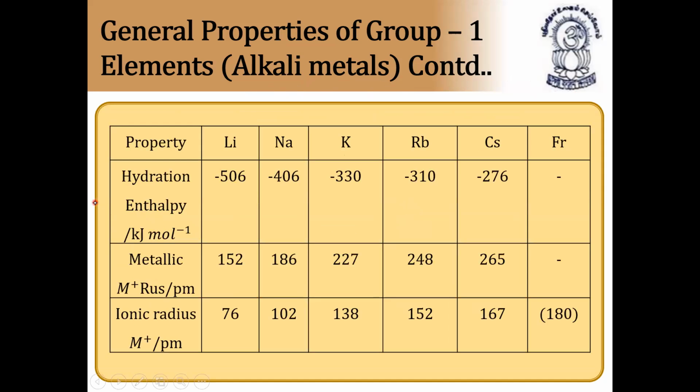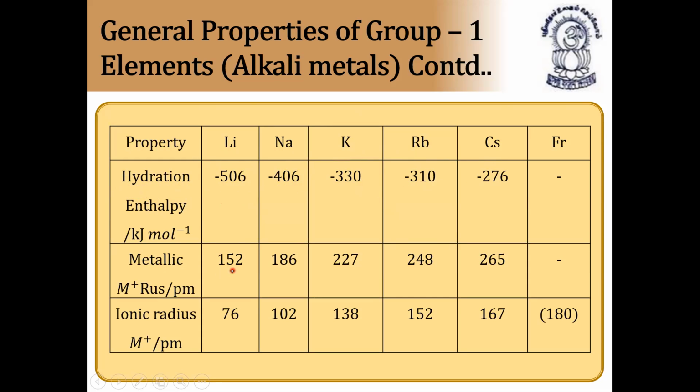So next property, hydration enthalpy. Hydration enthalpy is minus 506, minus 406, minus 330, minus 310, minus 276. So due to this, what happens? All these metal oxides and hydroxides are soluble in water because their hydration enthalpy is negative. So the compounds of lithium, sodium, potassium, rubidium, cesium are highly soluble in water as their hydration enthalpy is negative.